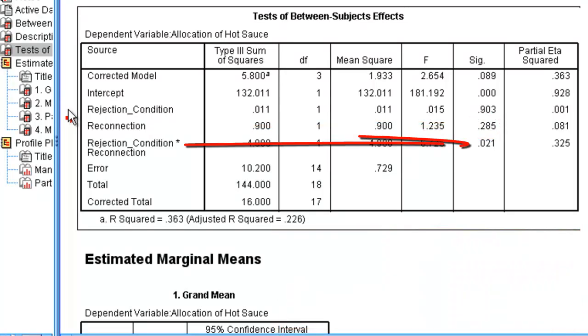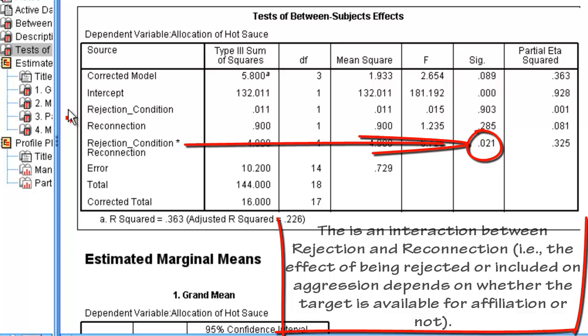However, there does appear to be an interaction. The significance value is 0.021. That's the p-value. It's less than 0.05. This means that there is a significant interaction.